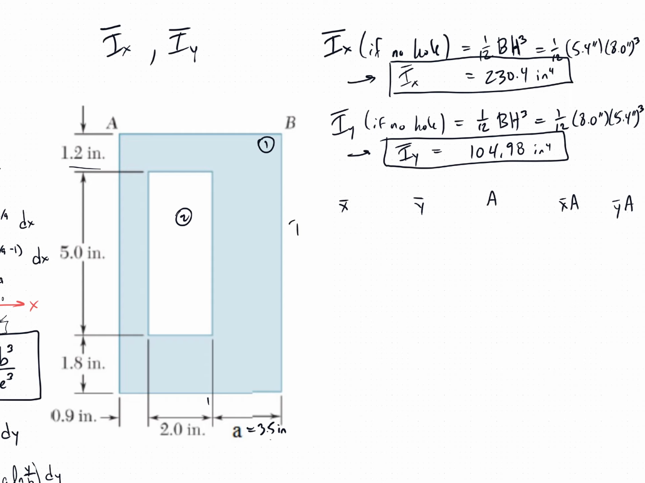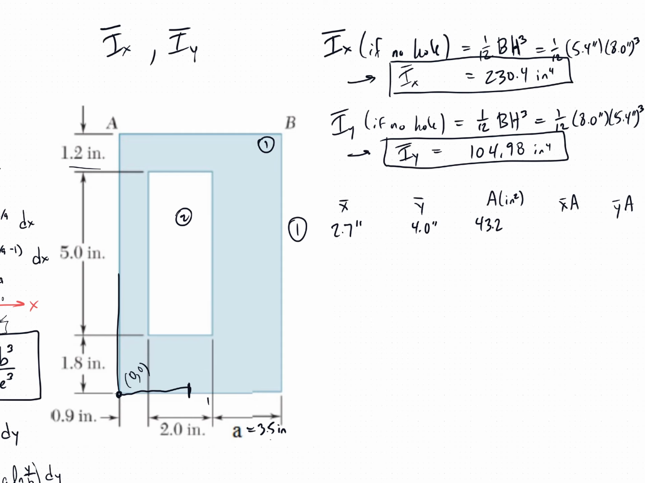Anyway, for shape 1, the x bar is halfway between these two spots. If that total thing is 5.4 inches, we're going to be at 2.7 inches. The y bar is going to be halfway between here and the top. This is our origin, by the way, 0, 0. So it's half of 8, which is 4 inches. The area of that whole thing is 5.4 times 8, and I get 43.2. I'm going to put inches squared out here because I don't feel like writing it each time.